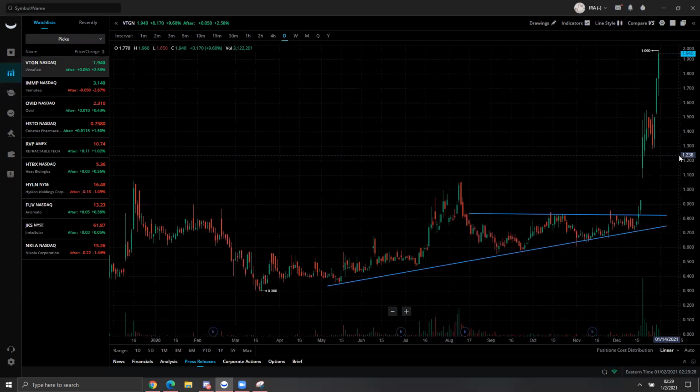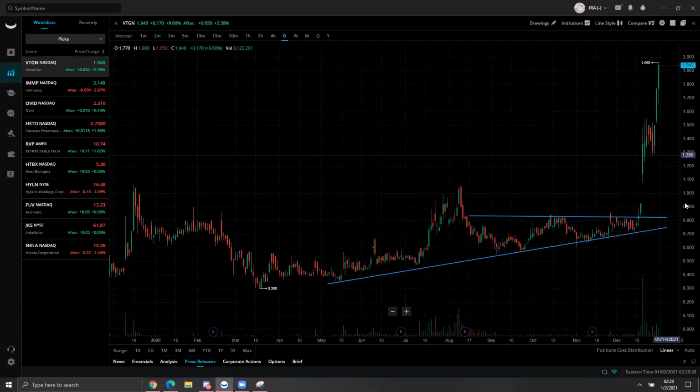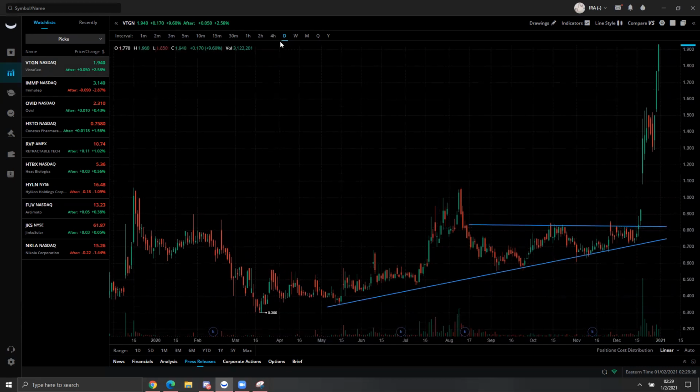So the ascending triangle is essentially when price is making a higher low like this. So you have a trend line on the bottom of the price. This is a daily time frame. This can be applied to any time frame, but for swing trading at least, the daily and the weekly time frame is the most important. So you want to focus on those time frames.